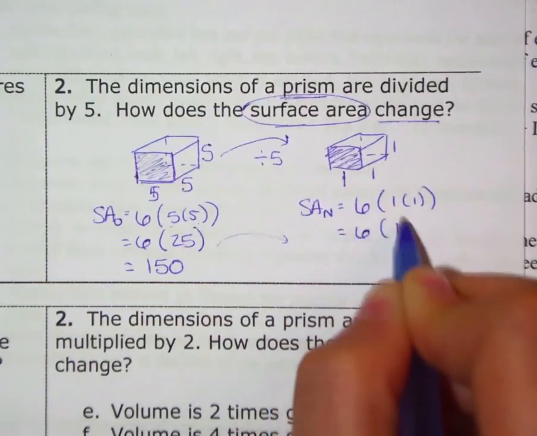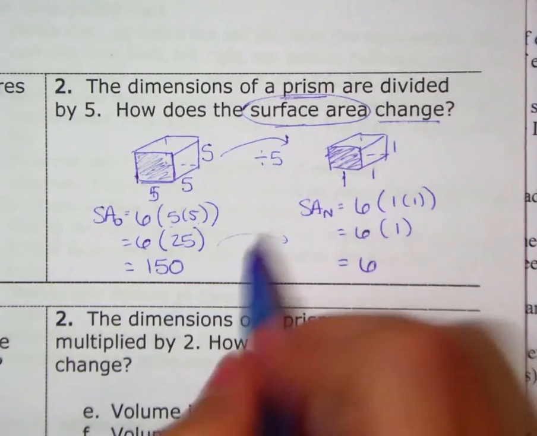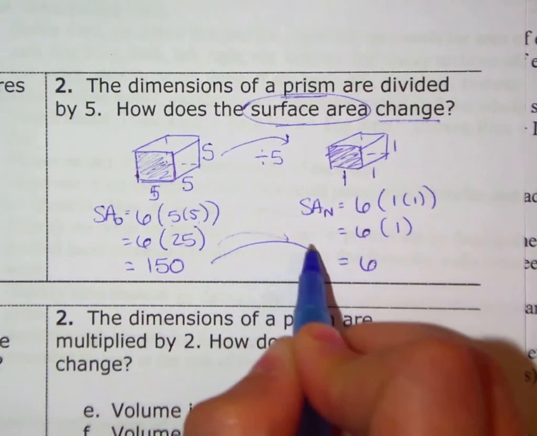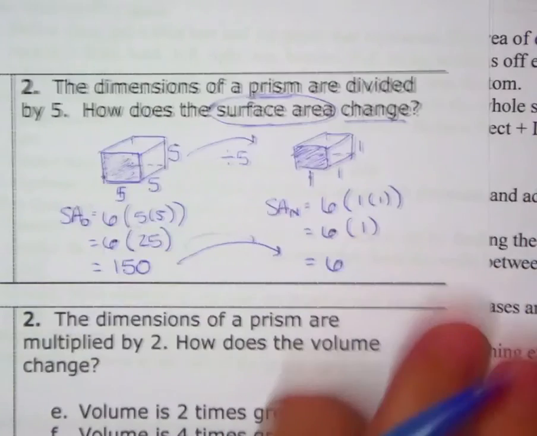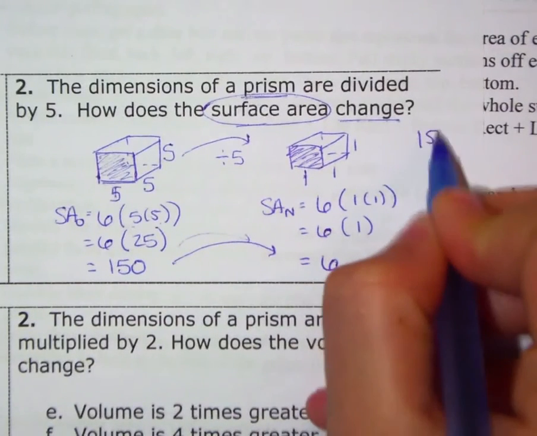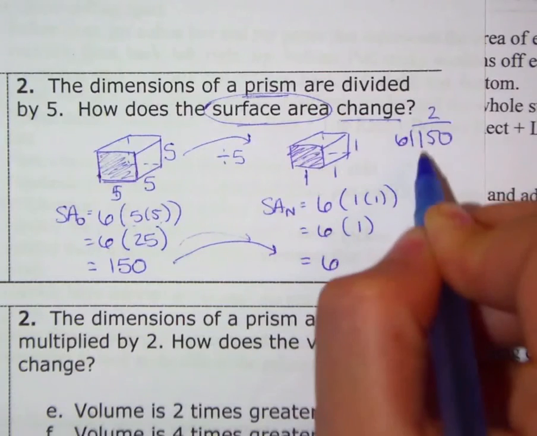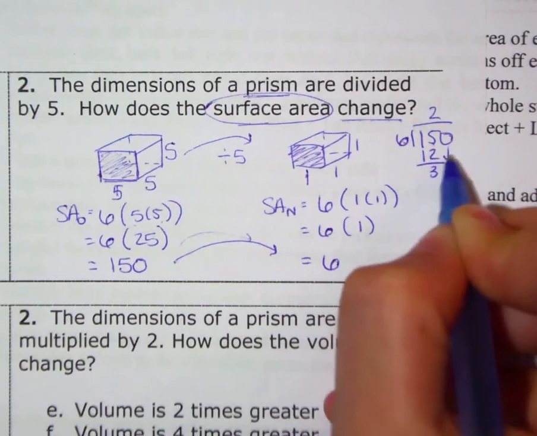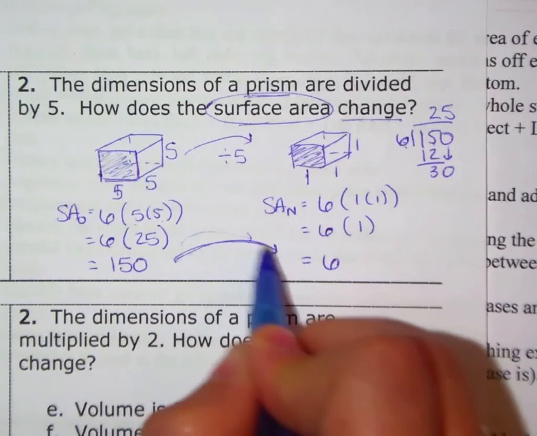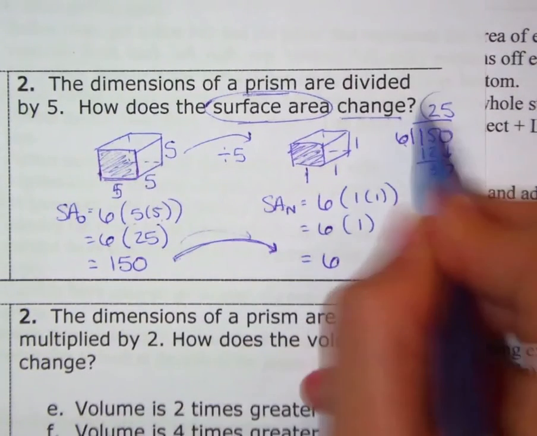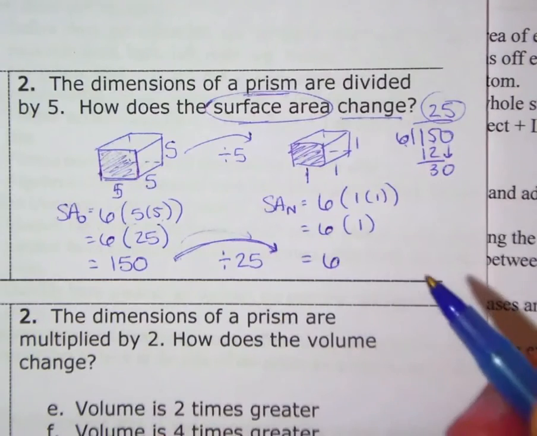Okay. Surface area of the new one, every face is congruent, and there are 6 of them. So 6 times 1. So the surface area of the new one is 6. So the question is, how do we go from 150 to 6? Okay? If you don't know, you can go to the side and do what is 150 divided by 6. 6 goes into 15 2 times. 6 goes into 30 5 times. So to get from here to here, we're not multiplying by 25, but we are dividing by 25, right?